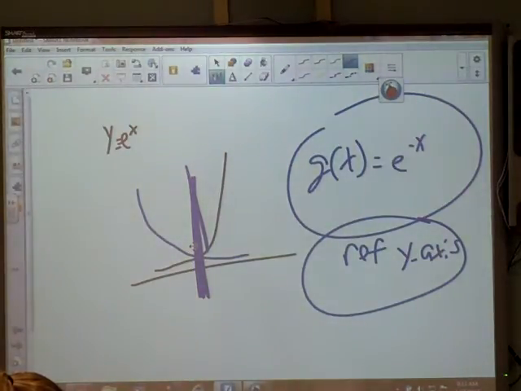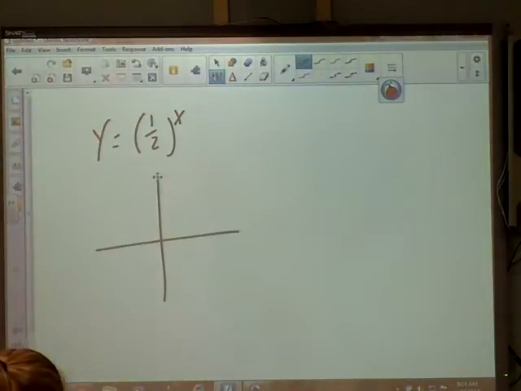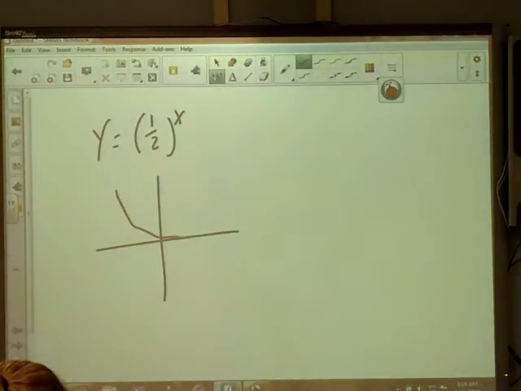Alright. 11. Let's see here. 11, when I typed y equals 1/2 to the x in my calculator, I got something that's over here, but it leveled out there on the x-axis. Then the one that they gave me came on down like that.